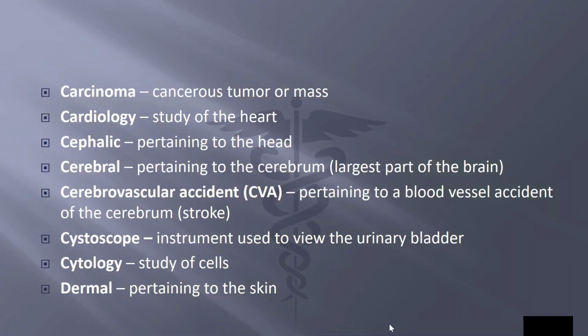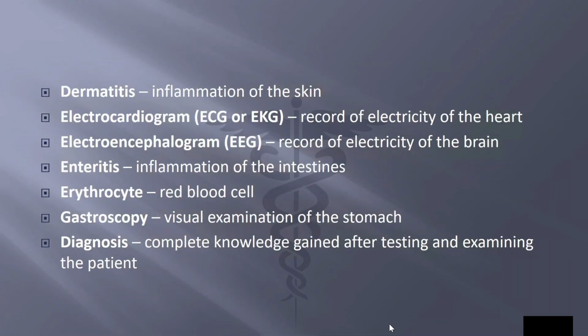All right, our next combining form we have cyto, which means cell. So cytology, this is the study of cells. Then we have dermo, which means skin. So dermal is pertaining to the skin. We also have dermato, which means skin as well. So dermatitis, inflammation of the skin.